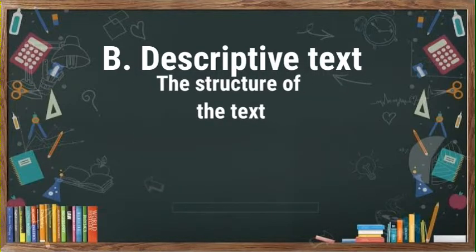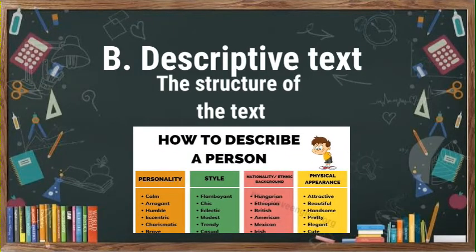The structure that constructs this text is: A. Phenomenon to be described. B. Description. It describes features of the subject. It describes parts, qualities, and characteristics of the subjects.